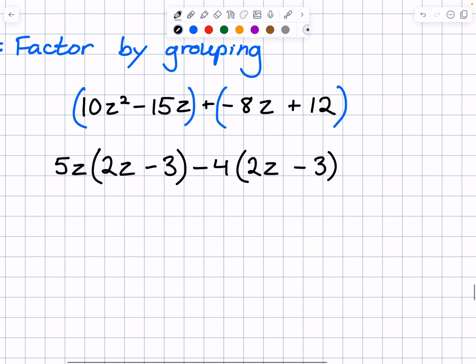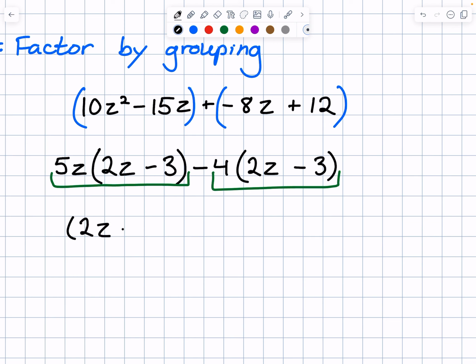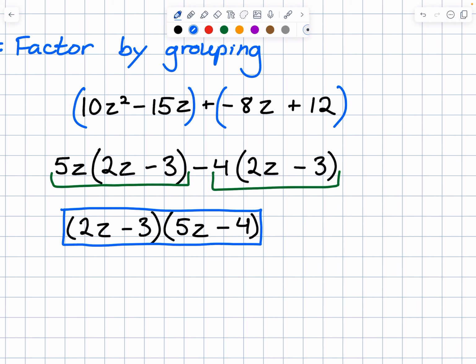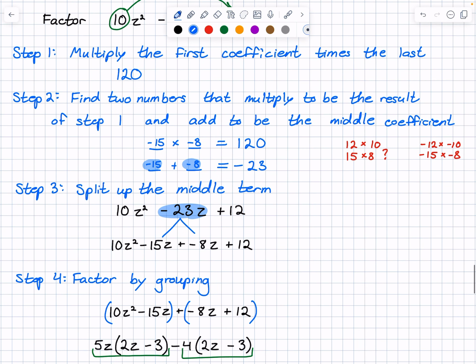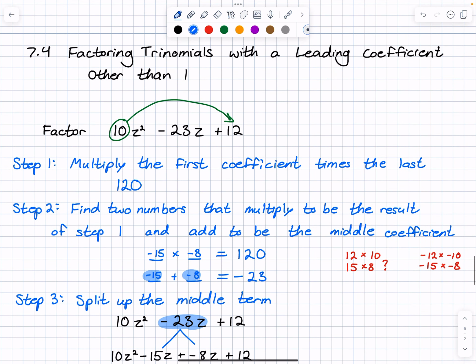I am almost finished. Now I've got one big first term and a big second term. And you may notice, but they both have 2z minus 3. So I'm going to take it out. And then I'm going to write down what's left. What's left is going to be 5z and then negative 4. And this is my final answer. I have done it. Okay, so that is factoring trinomials with the leading coefficient other than 1.